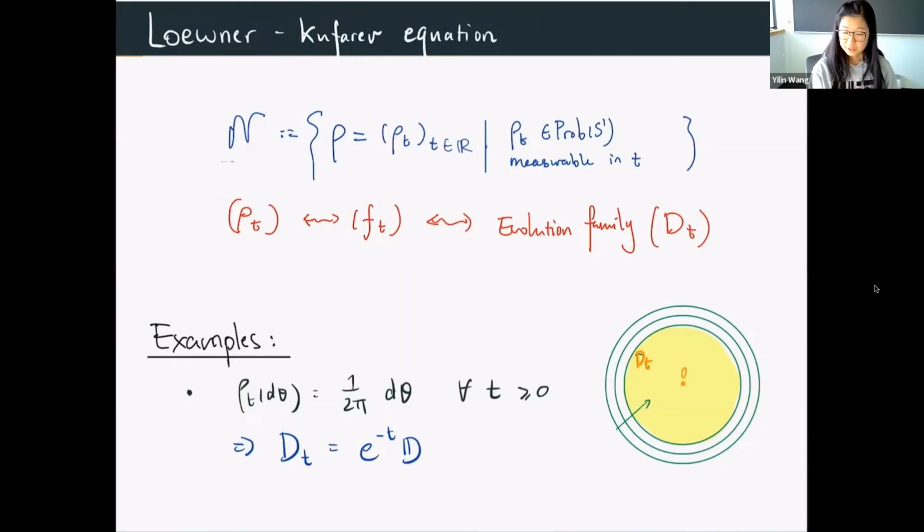The only requirement on rho t is that the dependence in t is just measurable. And you can think of this correspondence between the family of driving measures rho t, which gives you a family of conformal maps f t, or this evolution family of simply connected domains. For instance, if you take the driving measure to be a uniform measure, then it will grow everywhere uniformly. You will just get these concentric disks centered at 0.